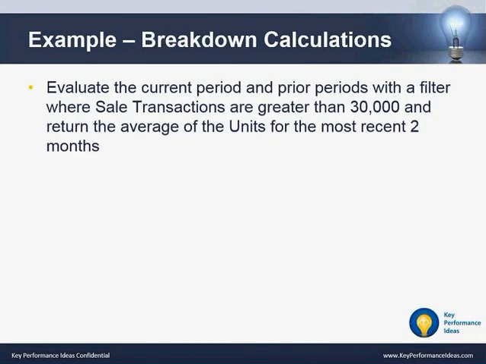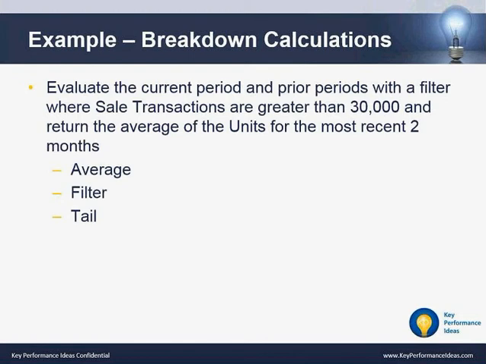So the first thing that I do when I look at this is I want to restate it into an easier language for me to understand. So I'm going to evaluate the current period and the prior periods with a filter where sale types transactions are greater than 30,000 and then return the average of the units for the most recent 2 months. And what I get out of that is I want to do an average, I want to do a filter, and I want to use our tail function.